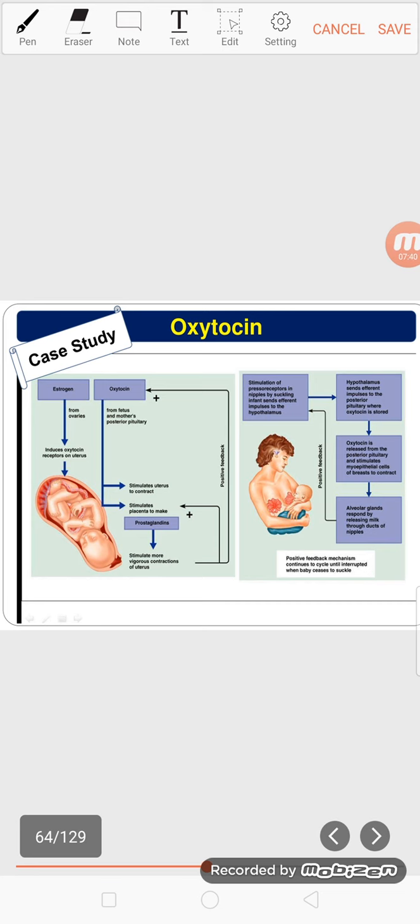Case study here: oxytocin. The posterior pituitary secretes oxytocin. First we look at the label on the left hand side. Oxytocin travels in the blood to the placenta. When it goes to the uterus and placenta, it will stimulate the uterus to contract, causing more contraction. So it will push the baby out.